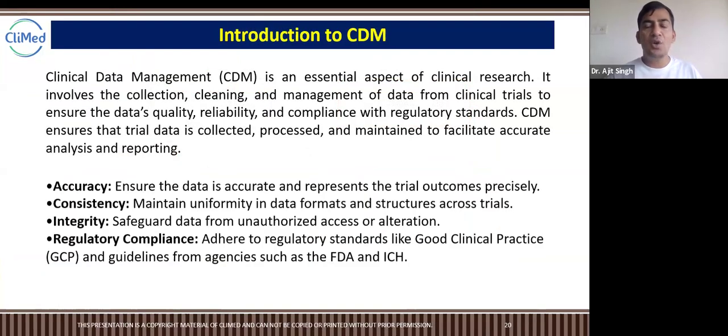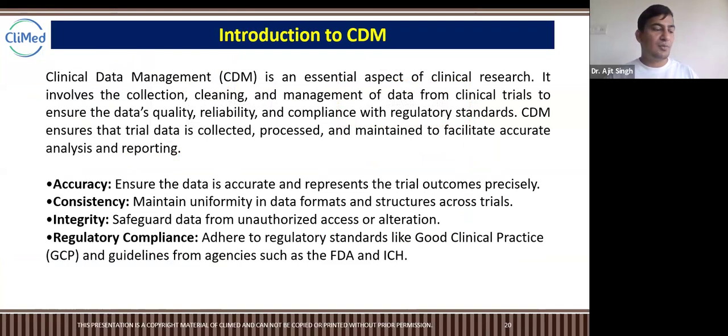Okay, now CDM, if I just talk about the CDM, the CDM is the essential task.